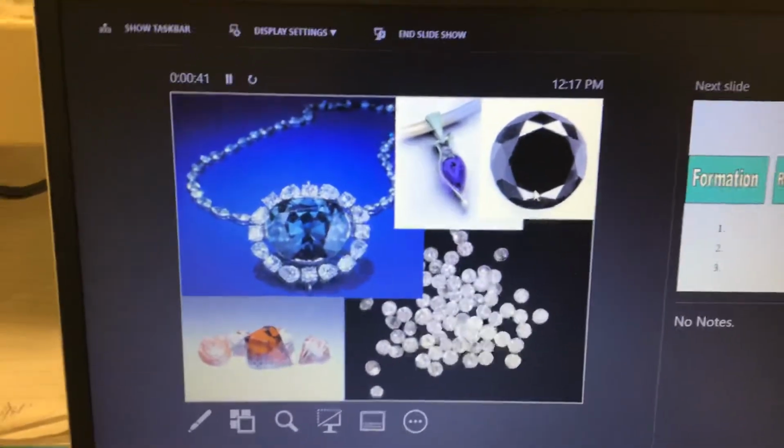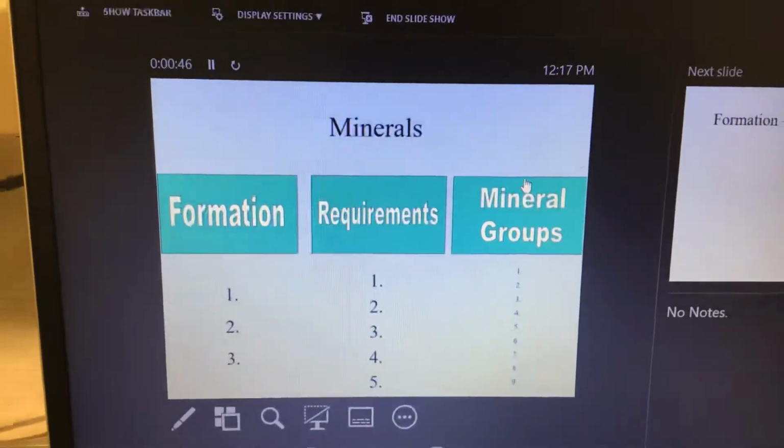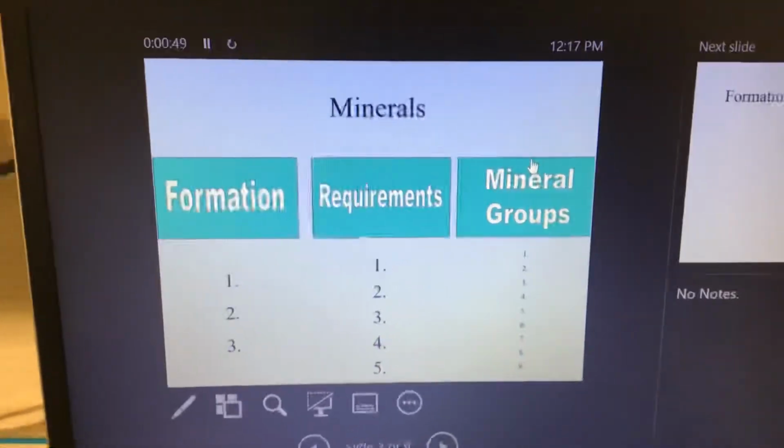Today we're going to talk about minerals. Some cool ones there. So your heading is minerals.